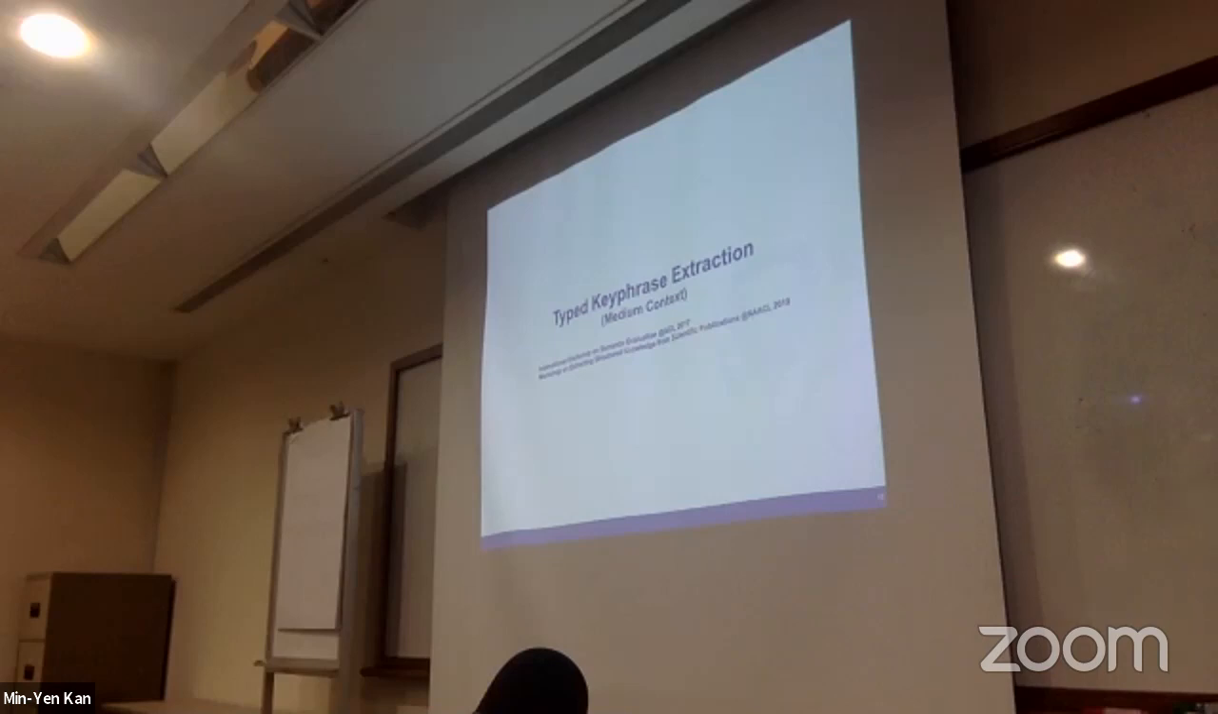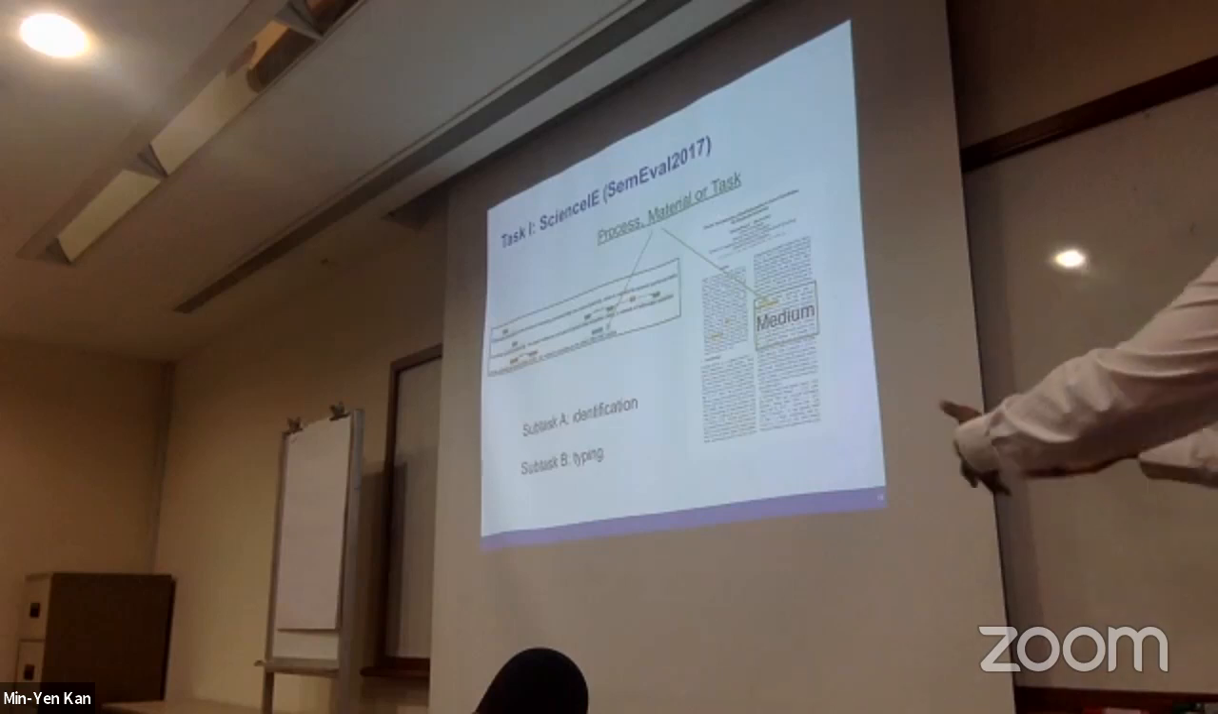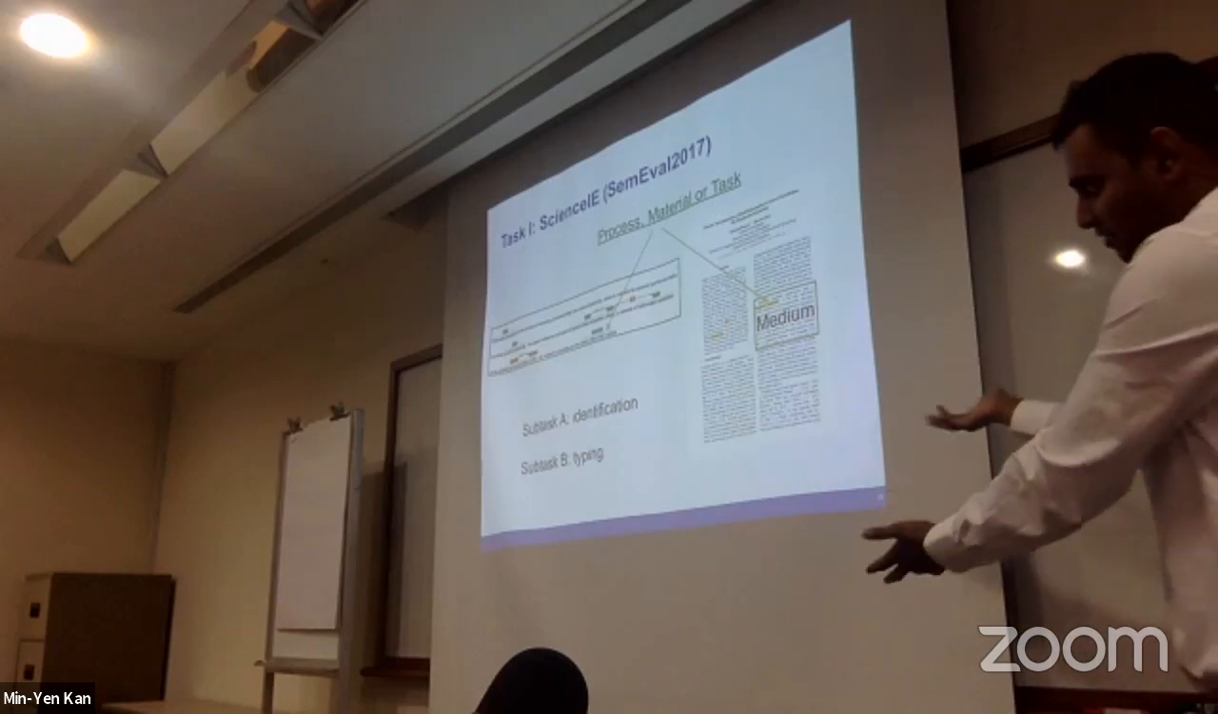Okay, so we move to the type key phrase extraction. The idea is, again, we have moved from small context to medium context. That means more than one line, a paragraph, or maybe a few text lines. And here we are looking into two particular problems. Both are of type key phrase extraction.